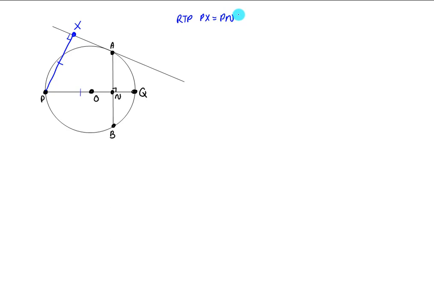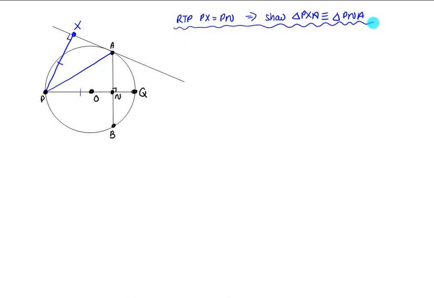Now again, if we think about this, if we draw the line PA, we have our two triangles. If we can prove these two triangles are congruent, so what we want to be able to show, we need to show that triangle PXA is congruent to triangle PNA, because then we can show that those sides are equal. So that's our goal. Start with your goal.